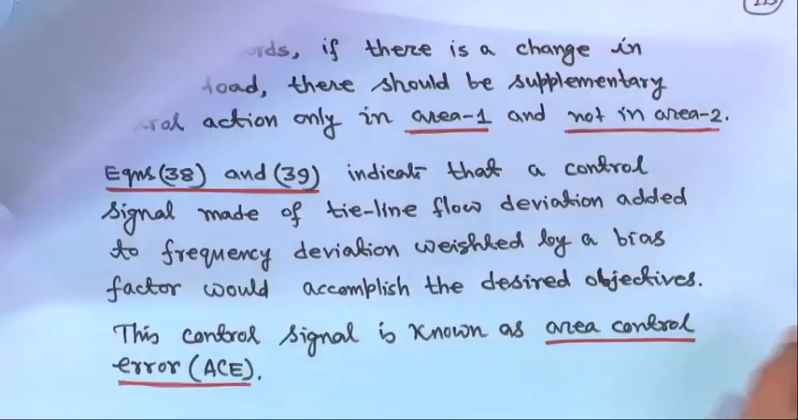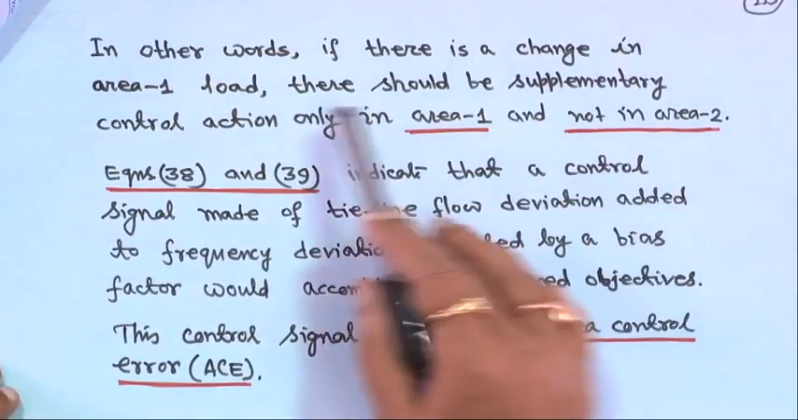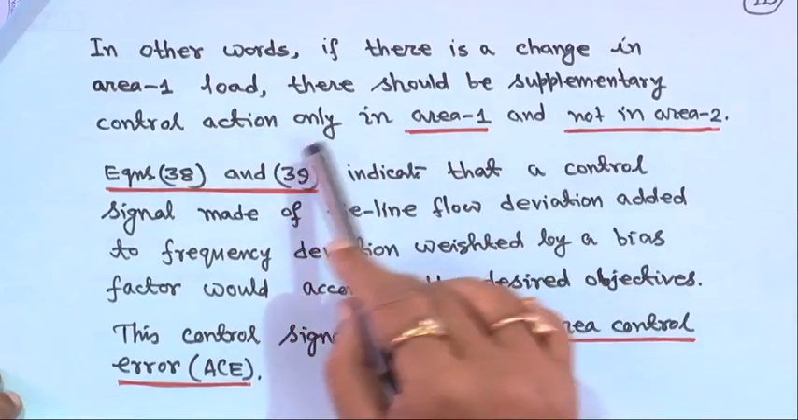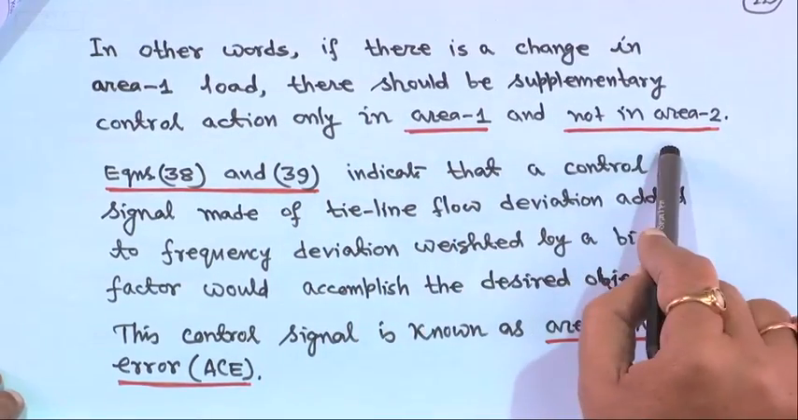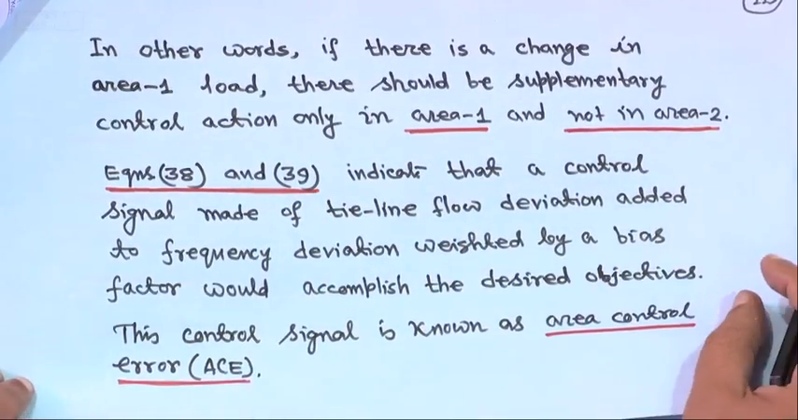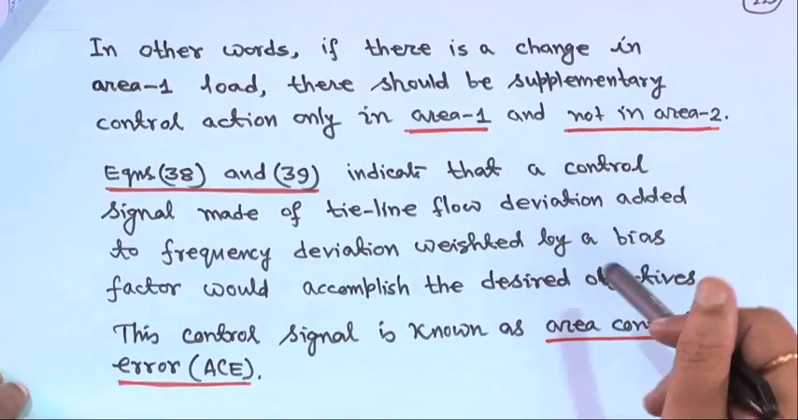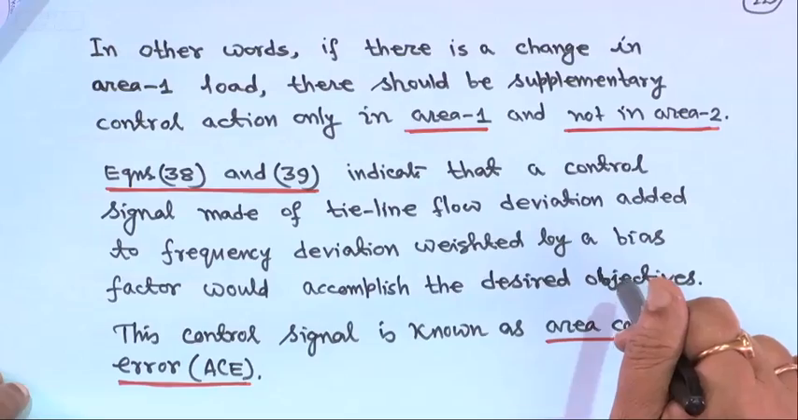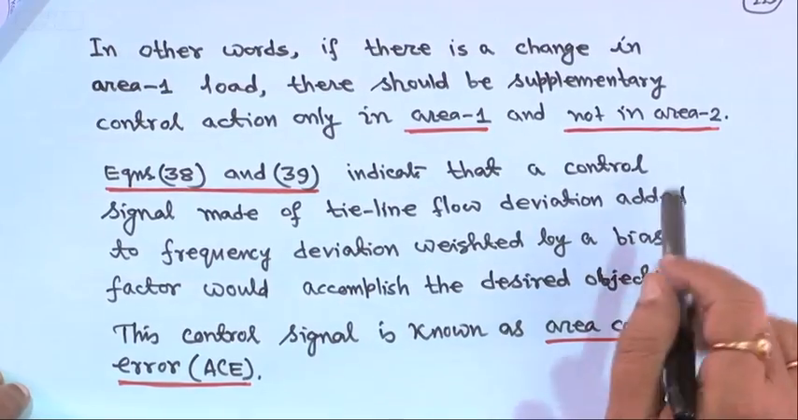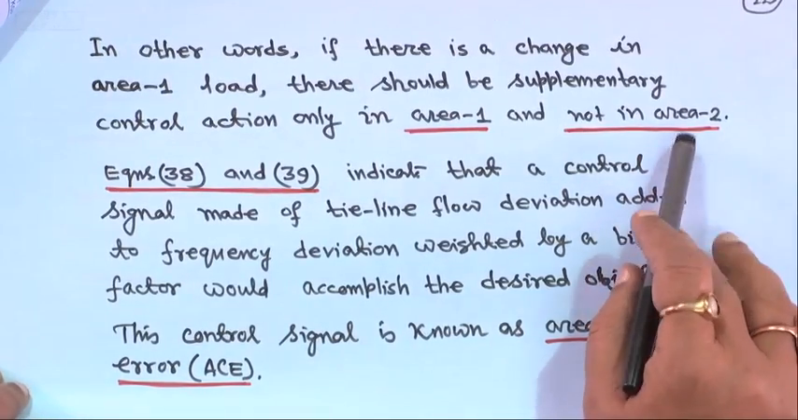So, in other words, if there is a change in area 1 load, there should be supplementary control action only in area 1 and not in area 2. That means the supplementary control action will be only in area 1 if there is a load disturbance in area 1, but not in area 2. That is the philosophy.